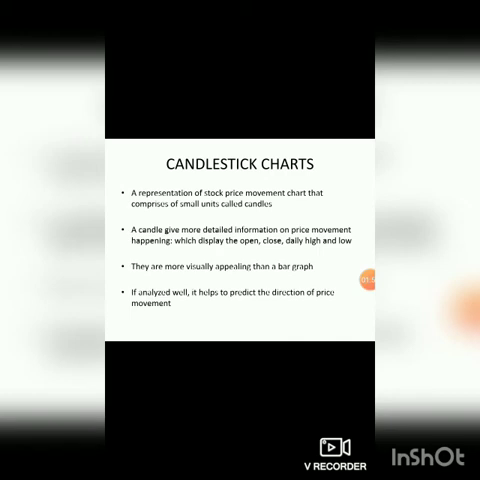Now let's see what candlestick charts are. A candlestick chart is a representation of stock price movement which comprises small units called candles. So in this candle chart, we can see the price movement of the stocks, and this price movement is represented through small units called candles. A candle contains detailed information regarding the opening price, closing price, and daily high price and low price of the stock. They are also more visually appealing than a bar graph. If analyzed well, it helps to predict the direction of price movement.